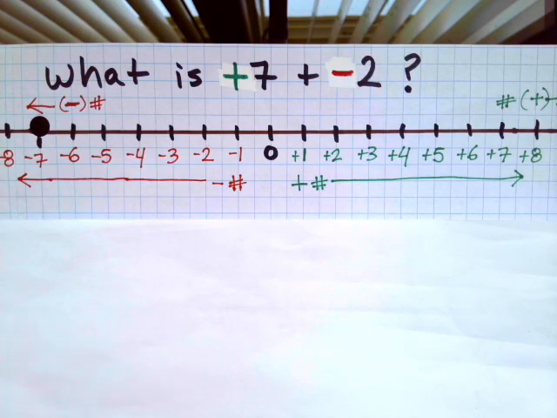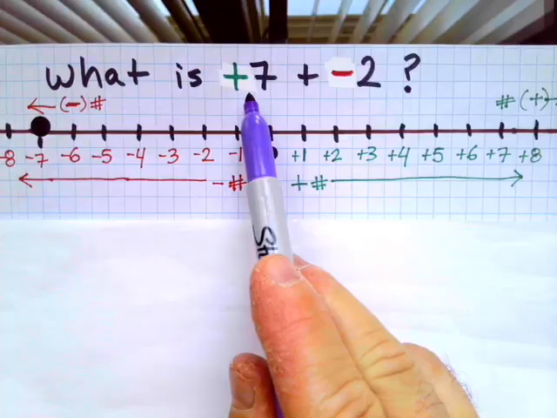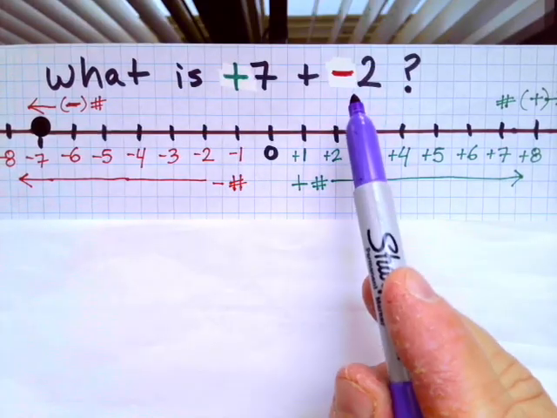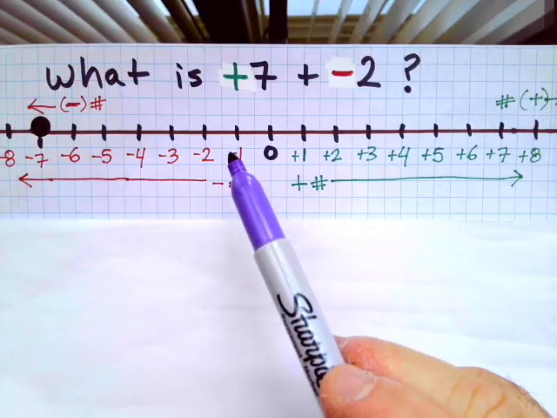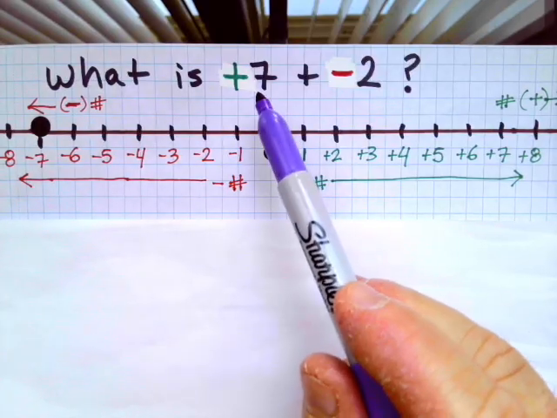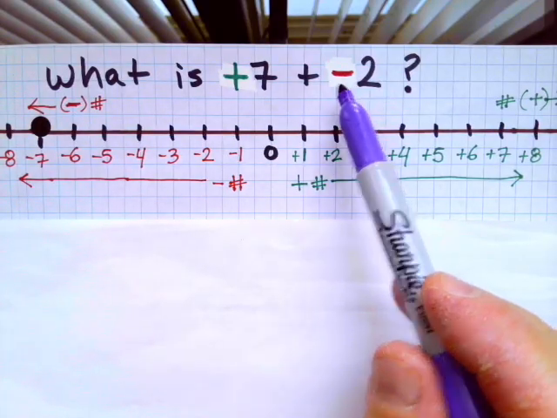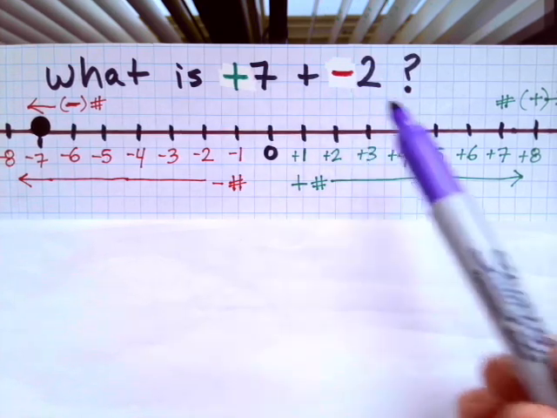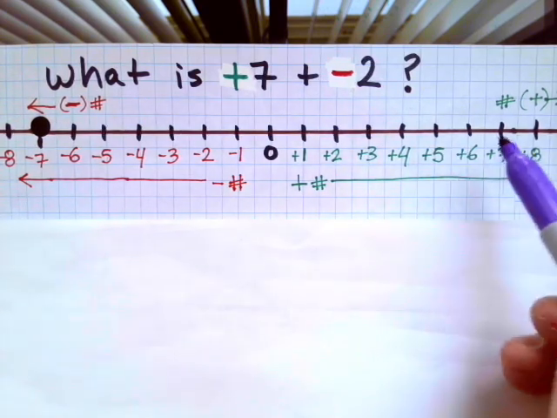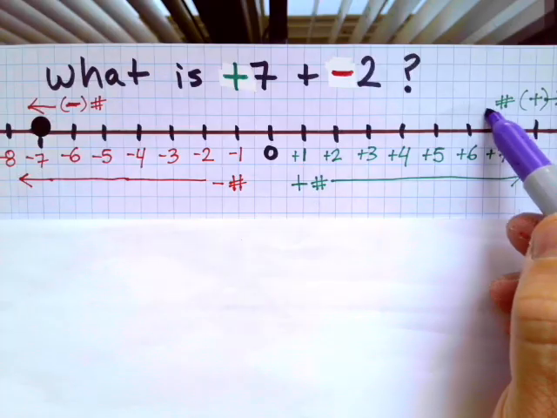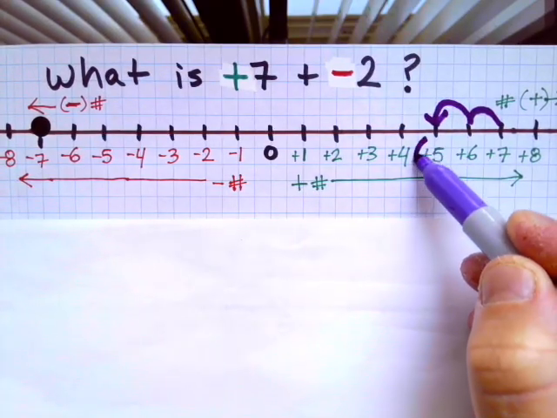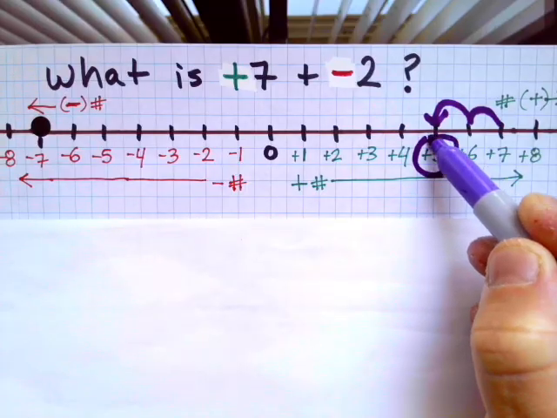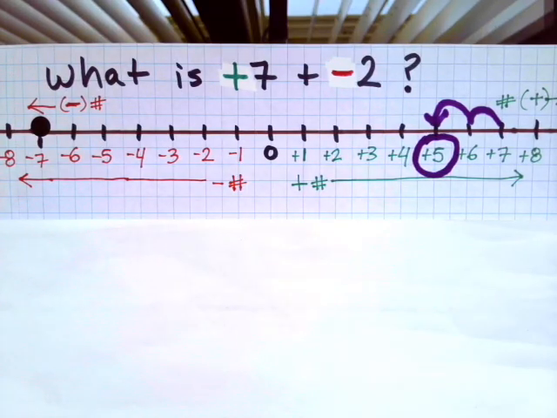So you can also look at it that way. And again, I can start at either location, a positive 7 on the number line, or I can start at the negative 2 on the number line and go the opposite way. So here, if I start at positive 7, I'm going to go 2 backwards in the negative direction. And I'll show you that here. 1, 2. So 7 plus a negative 2 is 5.